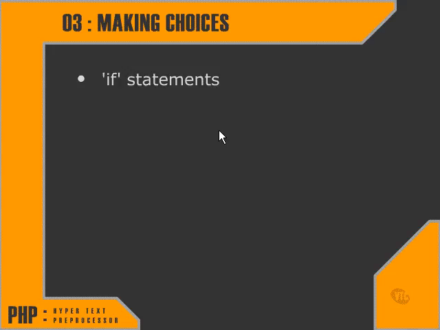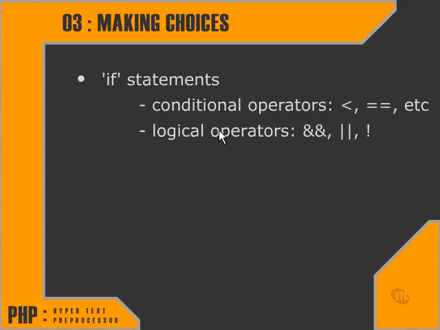So first of all, we're going to look at the basic if statements in this movie, and we're also going to look at the conditional operators, which allow us to define the conditions whereby the if statements will choose one path or another within the script. We're going to look at logical operators, which will allow us to pair two or more conditions and allow the PHP script to only take one path if both are true or if either are true, and so on.